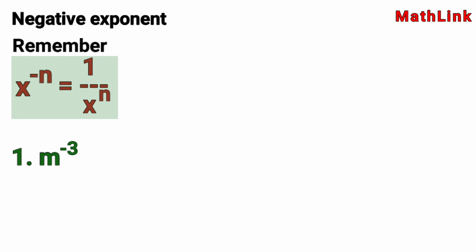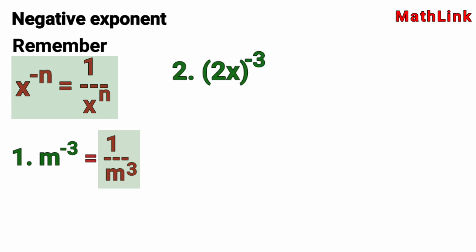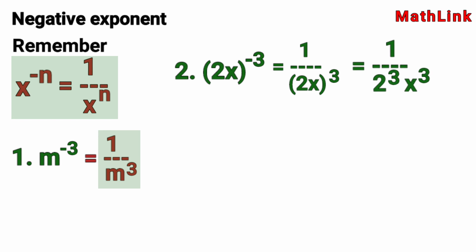Example number 1. m raised to negative 3 is equal to 1 over m raised to 3. Example number 2. The quantity of 2x raised to negative 3 is equal to 1 over the quantity of 2x raised to 3, is equal to 1 over 2 raised to 3 x raised to 3, is equal to 1 over 8x cubed.